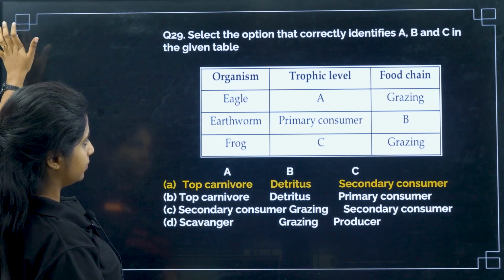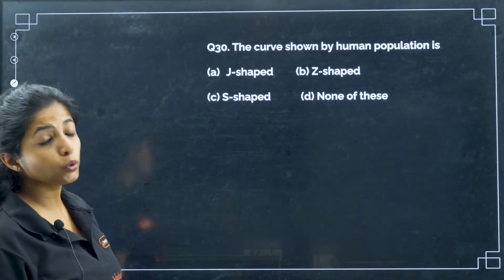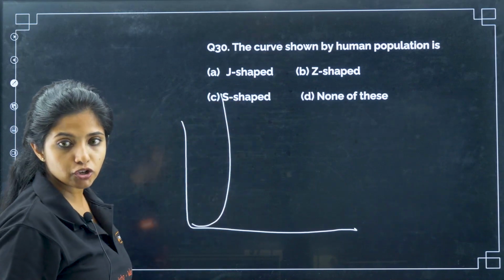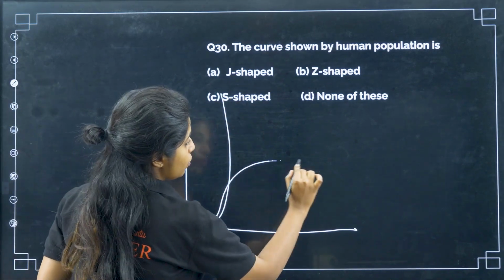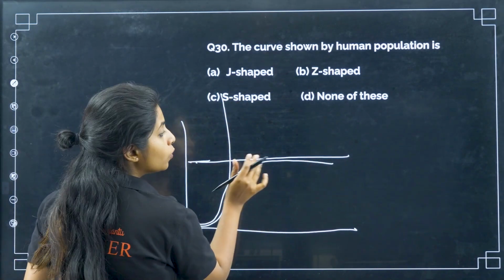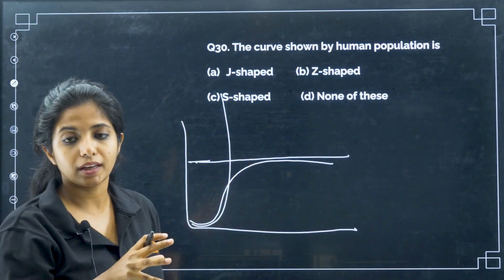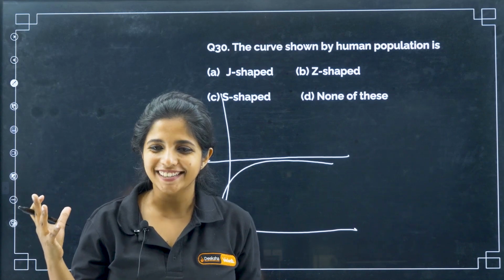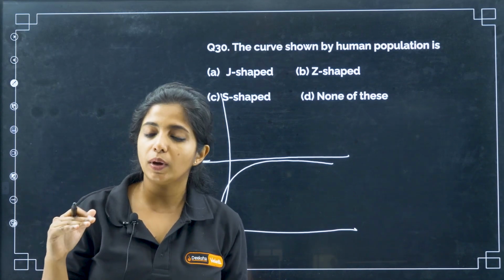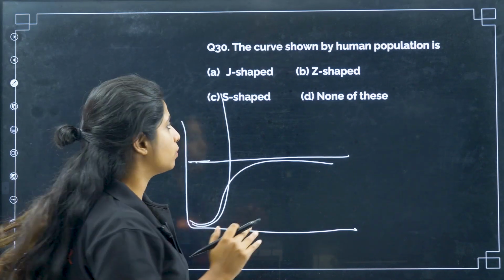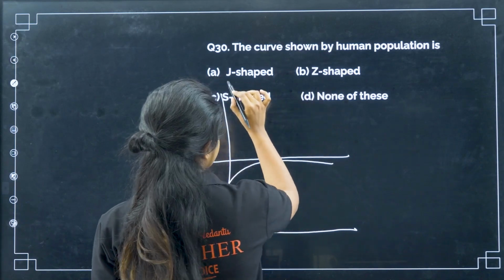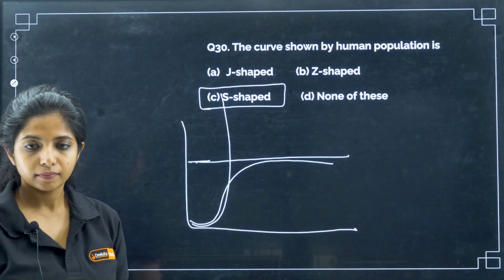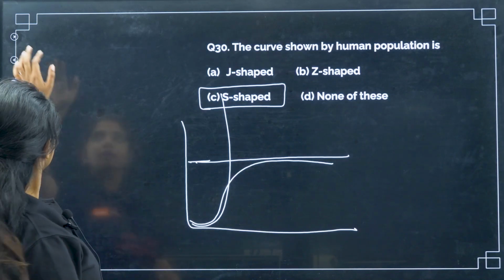Okay. Next, the curve shown by human population is. Human population, my dear children, do you think it grows like this? Do they show an exponential curve? No. They show a logistic curve. They will be growing only up to a certain limit, because there are limiting factors. You don't get everything in abundance. Which is why the curve shown by the human population would be what shaped curve? S-shaped curve.